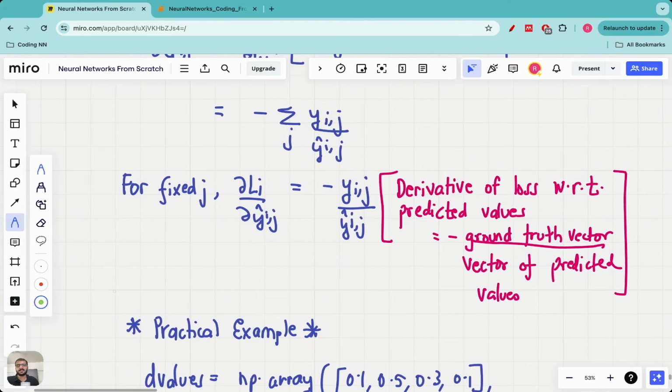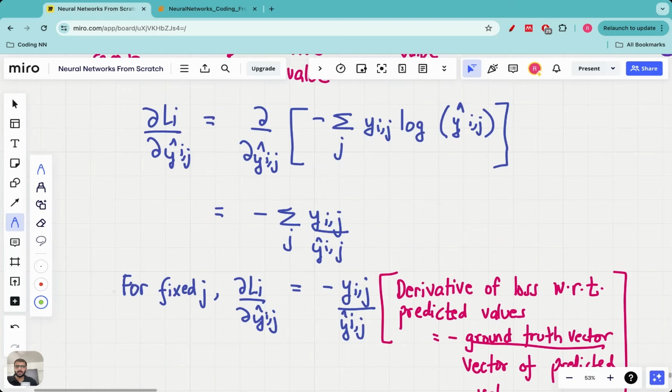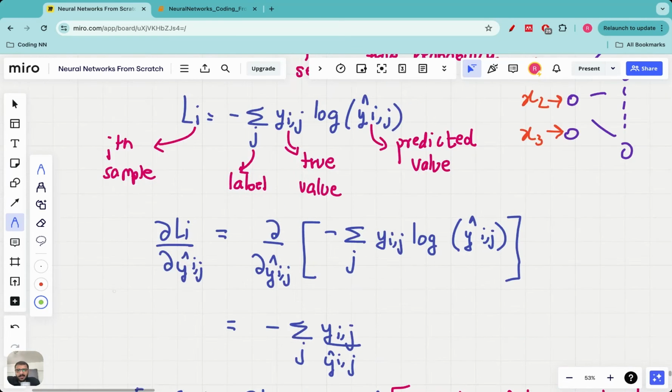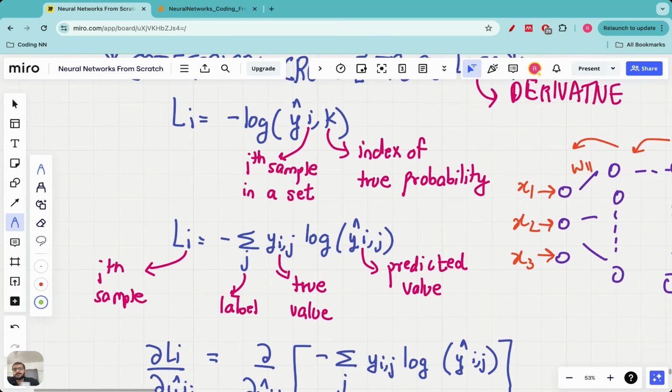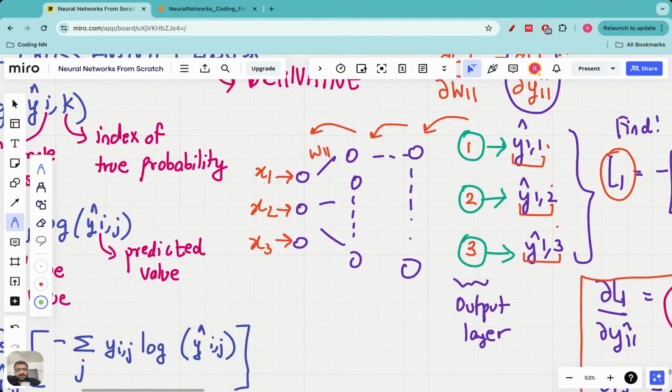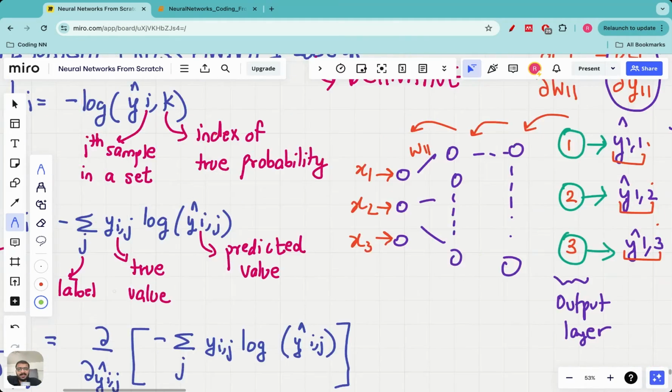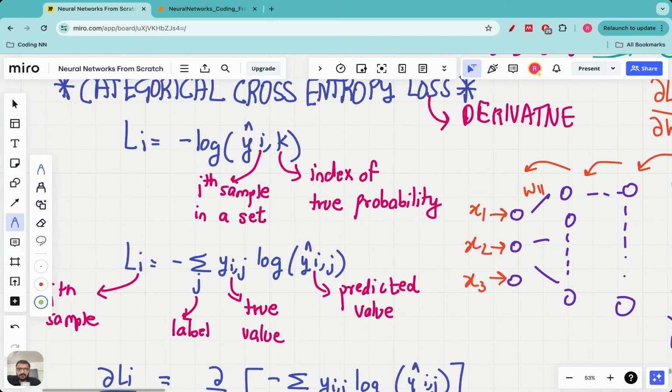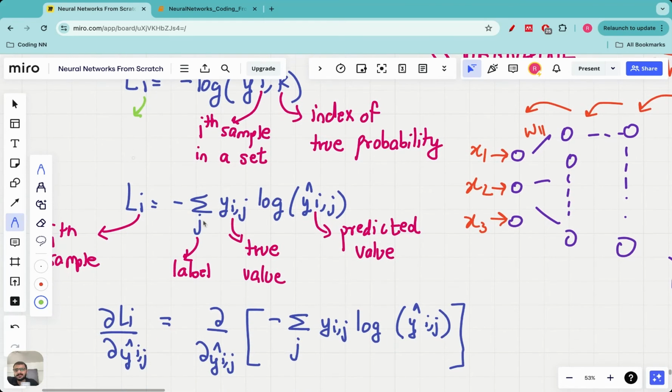Now, I just want to show you a mathematical notation. You can feel free to skip this particular part. So whatever I just showed you manually here, I will write now in mathematical notation just for the sake of completeness. The loss with respect to the ith batch, so i denotes the batch or the sample, L1 means the first batch of data, can be written as the sum of yij multiplied by log of y hat ij.